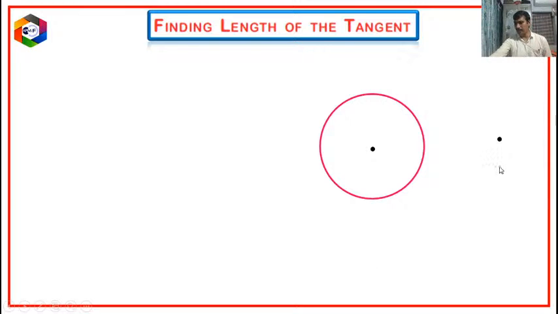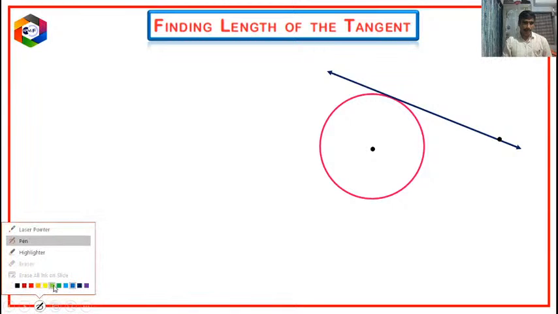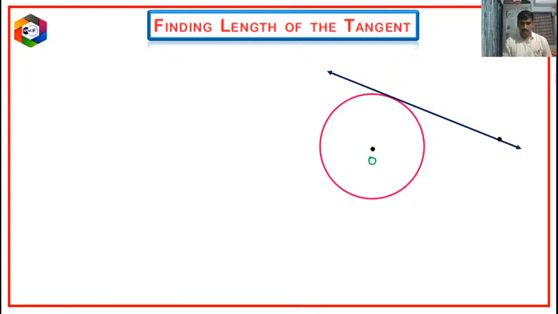This is an external point, and బాహ్యంగా ఒక బిందువుని తీసుకున్నాను. From this point I have drawn a tangent. So actually this is the center of the circle, and this center of the circle I have denoted as O. And this external point as P I have assumed. Where does it touch the circle? That point I assumed as Q, and PQ is the tangent.